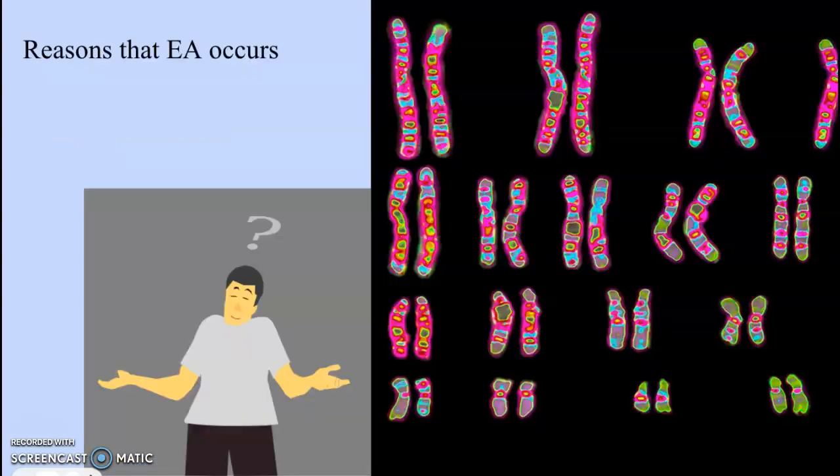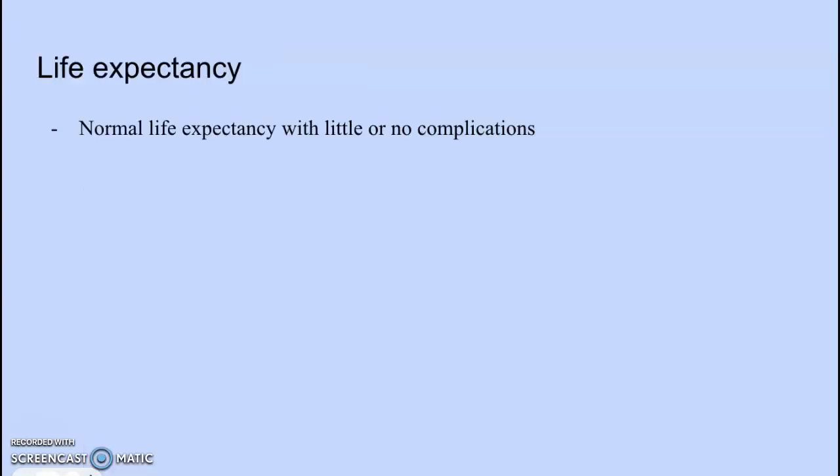Doctors currently do not know why EA occurs, however it is widely assumed that it happens due to genetics. This is because many conditions, like for example trisomy 21, include EA, and they know that that is a genetic condition. The life expectancy of someone with EA is normal unless it is with another life-threatening birth defect.